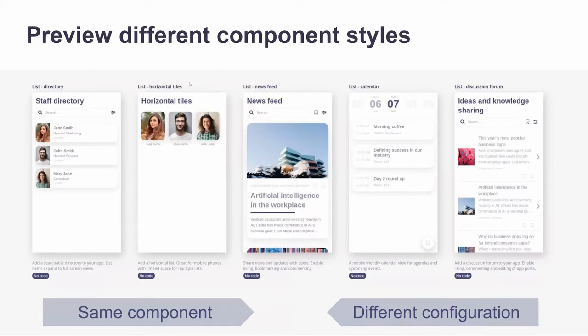You can also preview the same component that has different functionality. The list from data source is one of our most common components. You can see it's 5 different styles here.